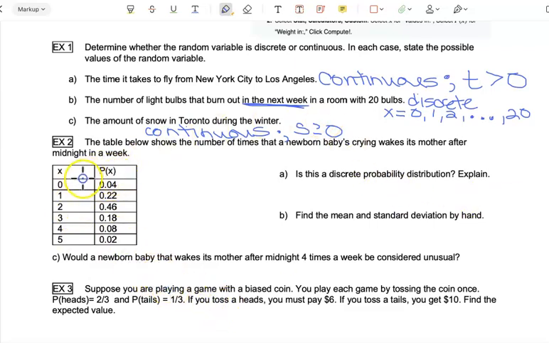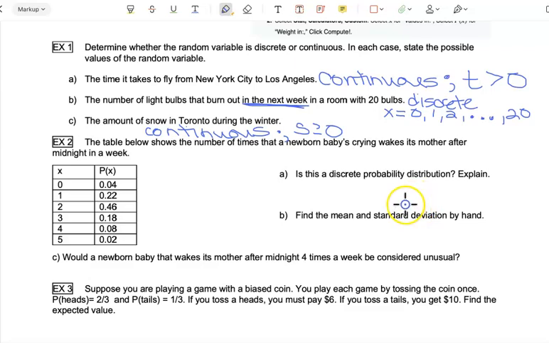All right, example 2, the table below shows the number of times that a newborn baby's crying wakes its mother after midnight in a week. So we've got 0 through 5, waking after midnight in a week. And these are the individual probabilities, the individual probability of 0 being very low, and obviously working its way up from there. So part A asks, is this a discrete probability distribution?